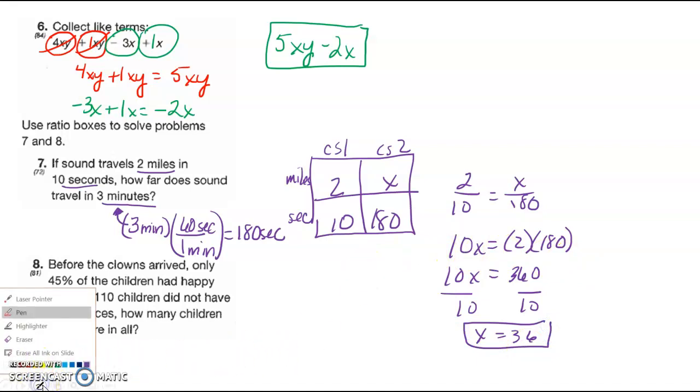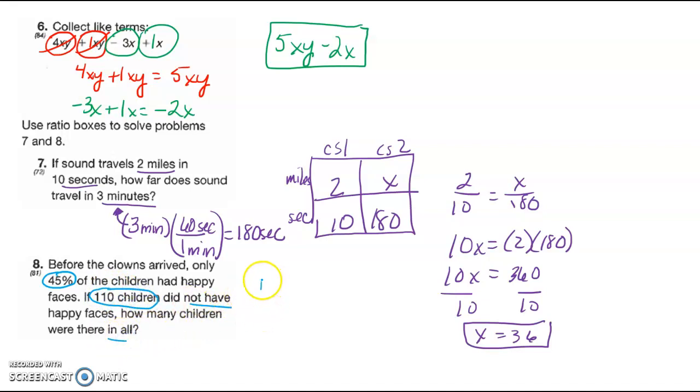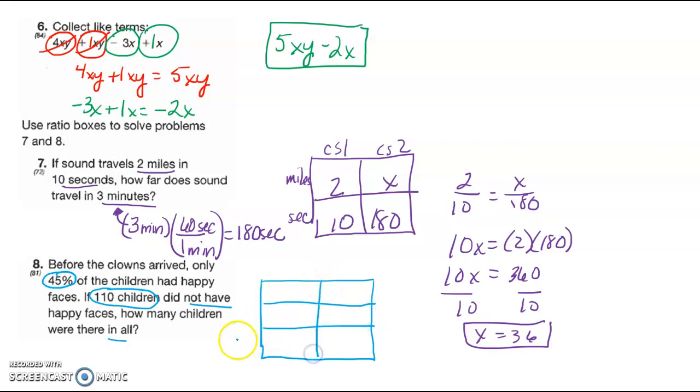Okay, let me change colors so you can tell which problem I'm doing. Before the clowns arrived, only 45% of the children had happy faces. If 110 of the children did not have happy faces, how many were there in all? So I'm going to need a ratio box that has a total row. So we have happy, not happy, and total. Total. And since this is percent, our total will be 100 since we're not changing our percentage.